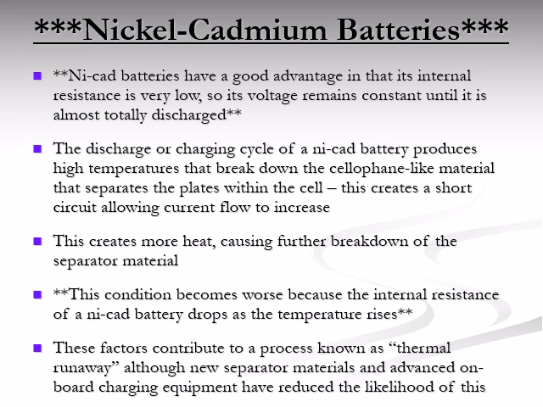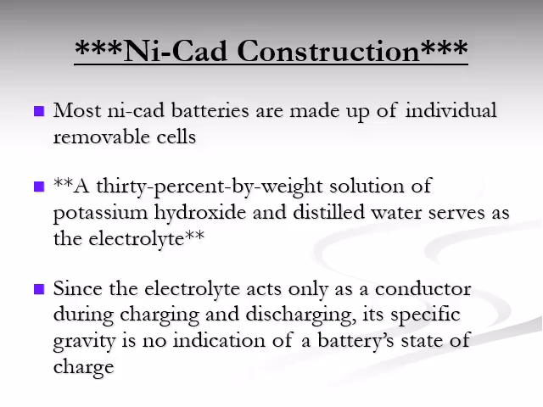Nickel-cadmium batteries maintain voltage almost until fully discharged. However, their low internal resistance can cause thermal runaway if not managed properly. NiCad batteries use potassium hydroxide as the electrolyte. Since the electrolyte acts as a conductor, not energy storage, its specific gravity doesn't indicate charge level.